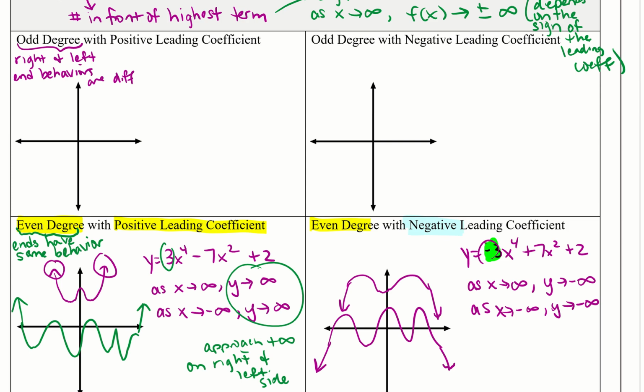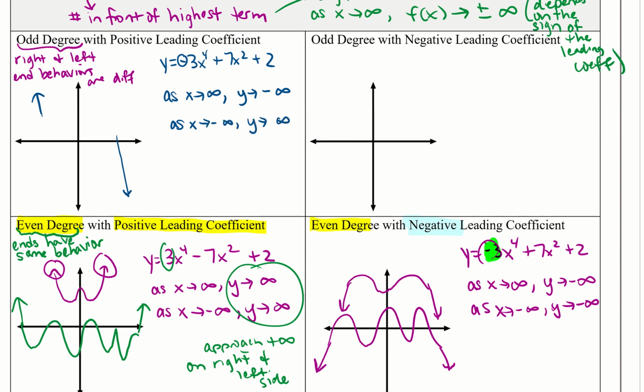So this one was y equals, I think we had negative 3x to the 4th plus 7x squared plus 2. So we went down on the right-hand side to match. So on the right-hand side, as x approaches positive infinity, y went down to match the sign of the leading coefficient. And then on the left-hand side, as x approached negative infinity, we would have opposite behaviors. And again, you can have all sorts of things happen in the middle here. This one looks something like that.